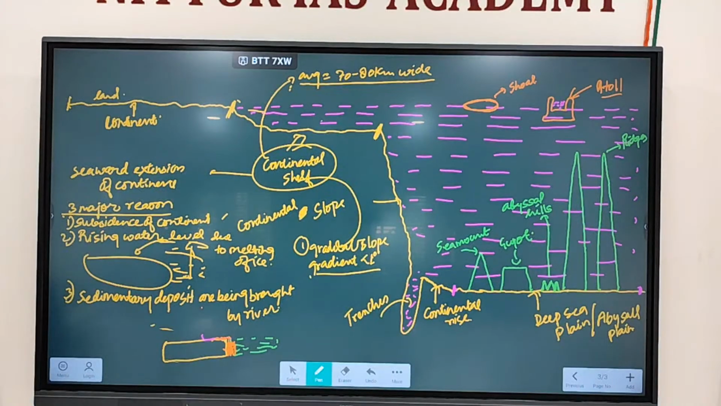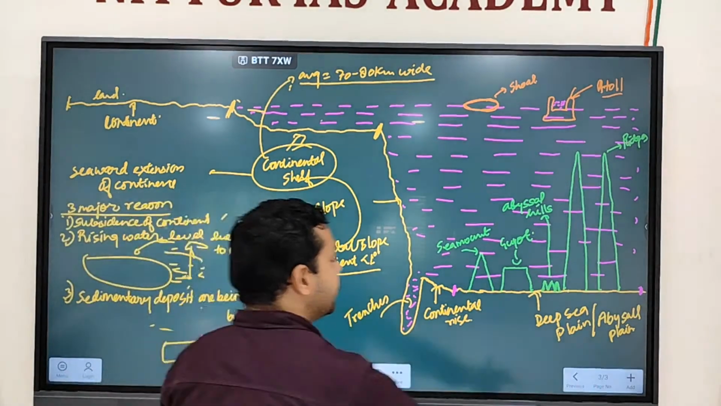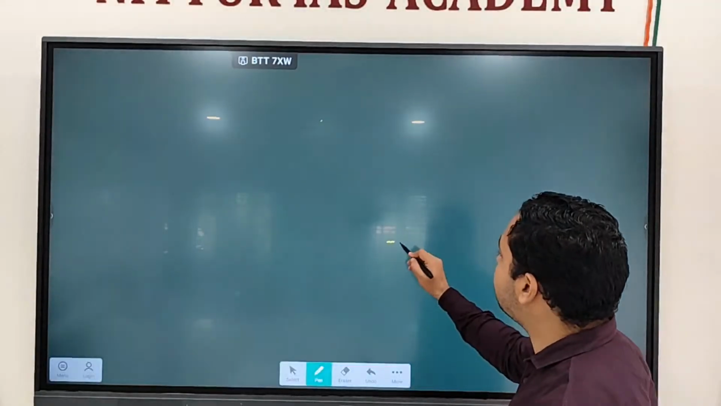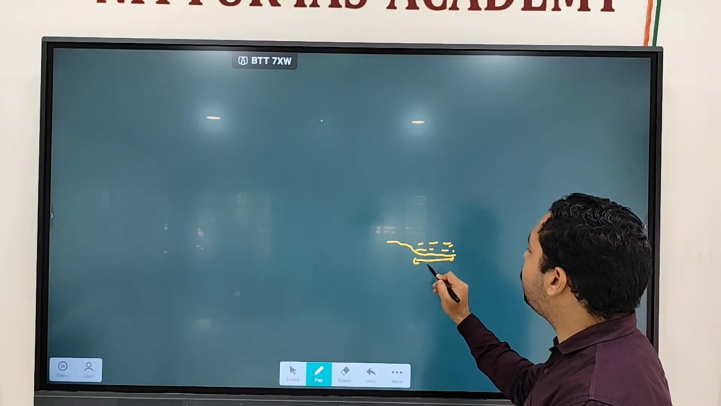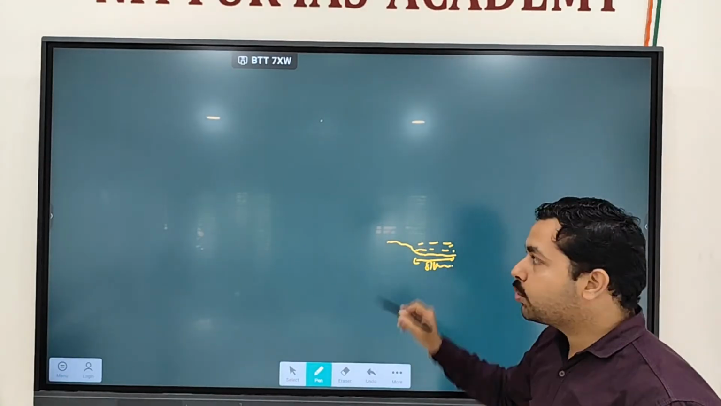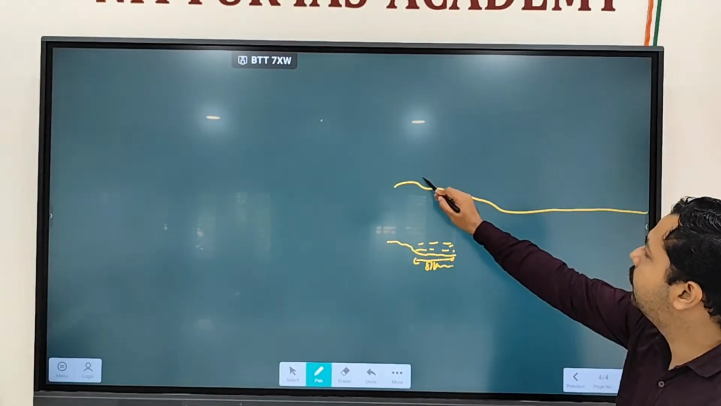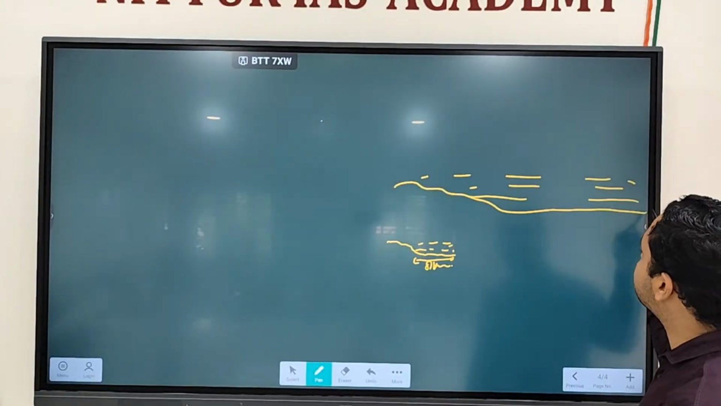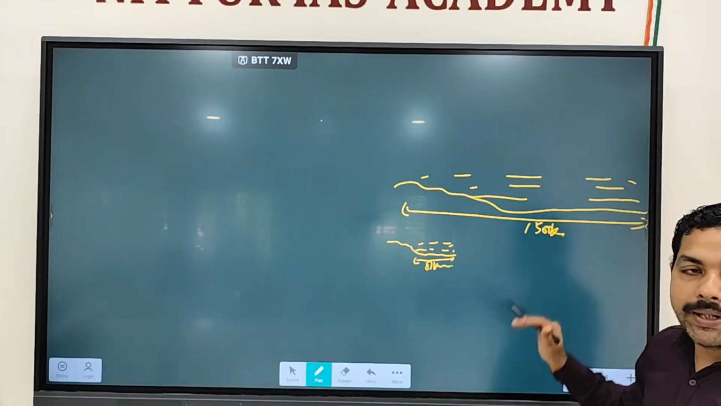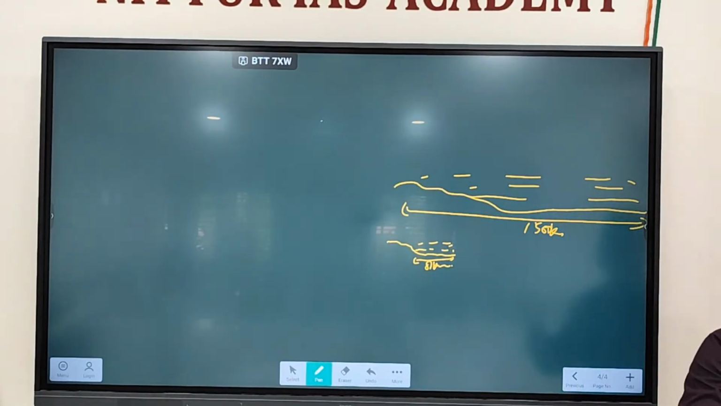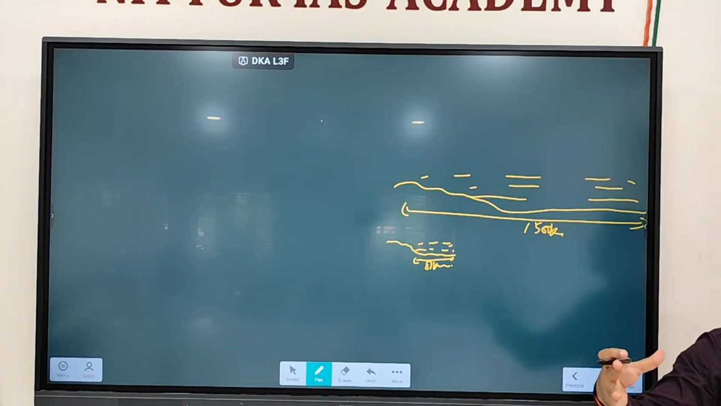This is not fixed. Let's say this is a continental shelf. Some coastal areas may have only 8 kilometers. Some coastal areas may even have 1500 kilometers. This can be up to 1500 kilometers wide also. Clear? But on average, 70 to 80 kilometers is what you are finding as the extension of the continental shelf.